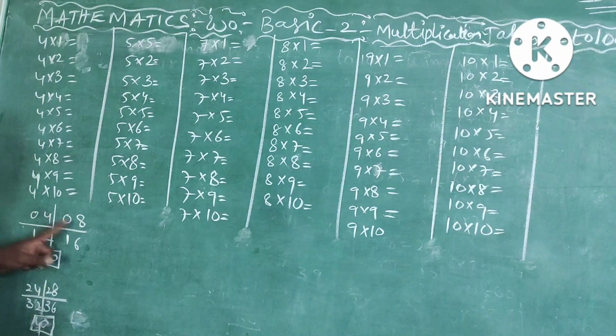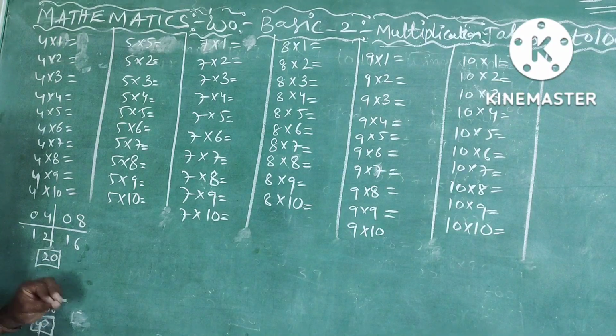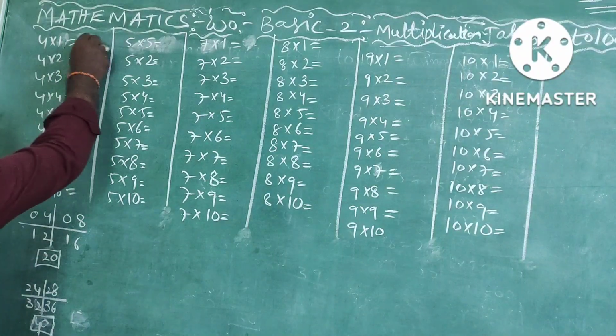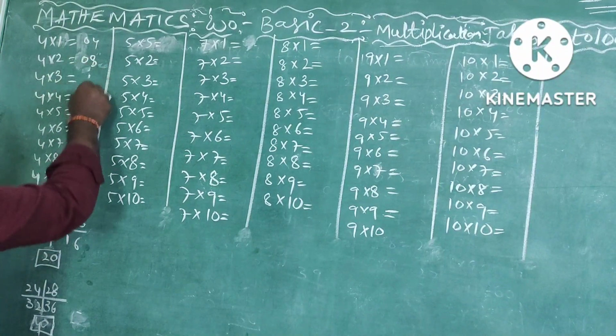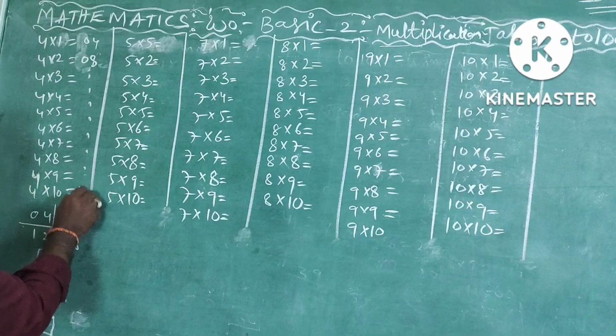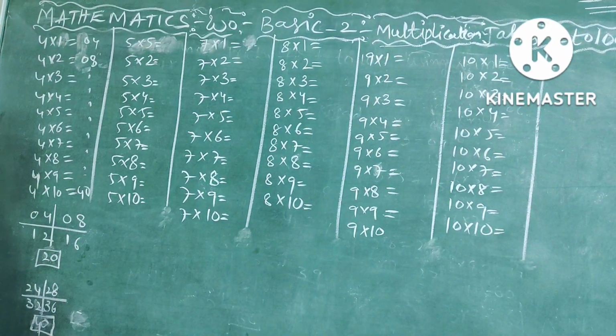Next rows: 0, 0, 1, 1. So the first column is 0, the second column 1, the third column 2. Again, starting with the ending number, that is 2, then 3, 4. You can remember it in a very simple manner. If you practice, you can remember it very easily. This is the 4 table answer. So you can write 04, 08 and so on, up to 40. This is the trick for the 4 table.